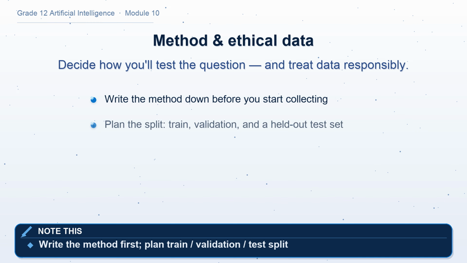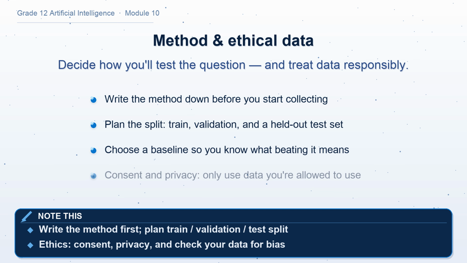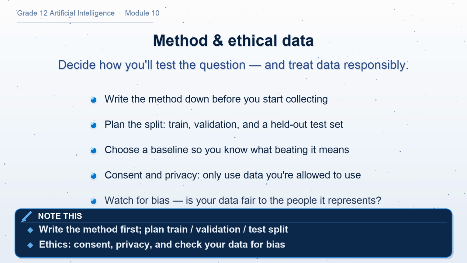Now the part that matters just as much, ethics. Use only data you have permission to use, with consent where people are involved, and protect their privacy. And watch for bias. Ask whether your data fairly represents everyone the model will affect, because a model learns the bias in the data you feed it. With an ethical plan in place, you can build.